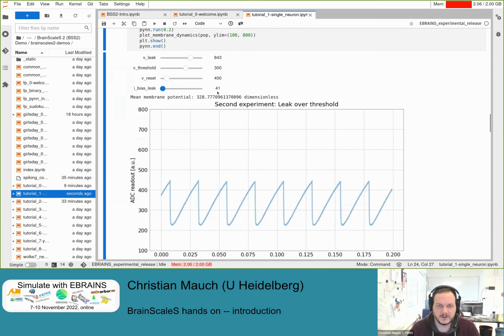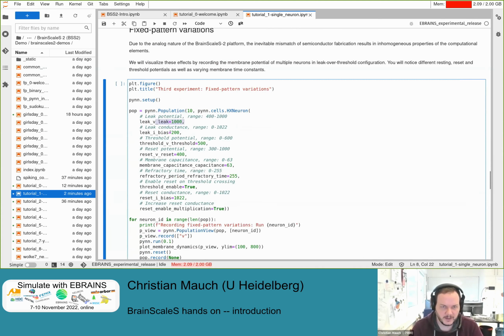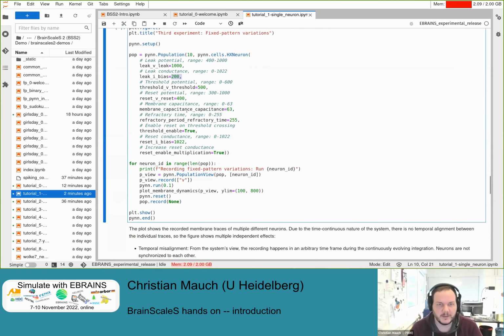One possible way to handle this is a calibration, which is also needed for the fixed pattern noise present on the hardware, because the nature of the CMOS process leads to slight variations between the different neuron circuits. To investigate these variations, we set up a population of 10 of our hardware neurons and set them all to the same hardware parameters. So naively, we would expect that they all behave the same way.